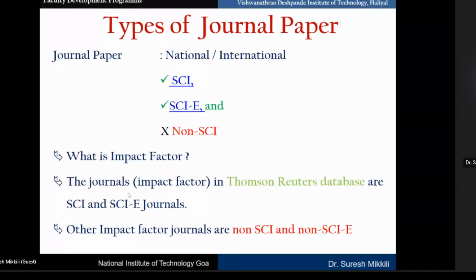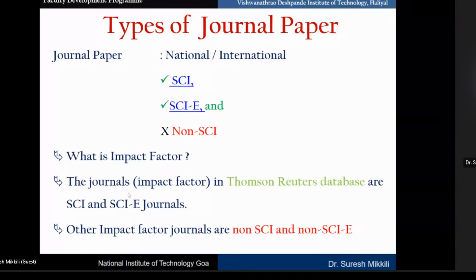Even SCI journals have an impact factor, which varies from 0.1 to tens of numbers. Journals with an impact factor of 20 also exist. What is meant by the impact factor of a journal? Suppose 100 papers were published in this year in one journal. Now, how many citations did those papers get? The total number of citations for the 100 papers divided by 100 gives the impact factor of a journal.